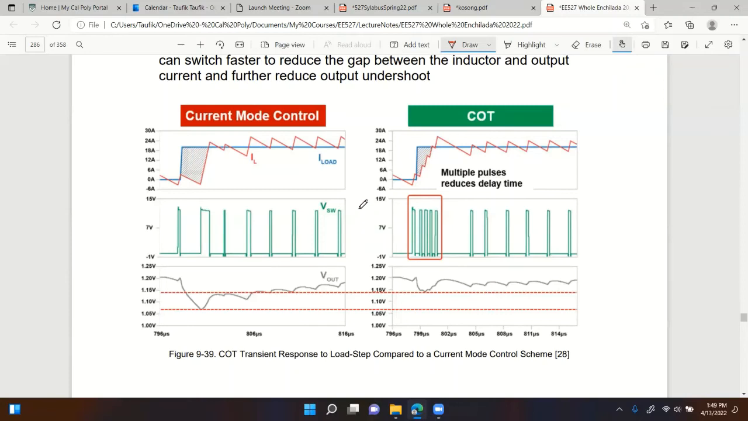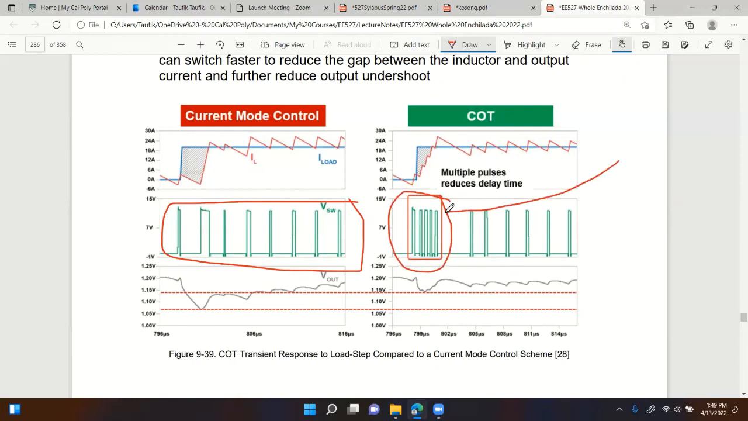What do you see from here compared to this, right? What do you see here? Remember, PWM is constant frequency, right? COT, as you can tell, is not constant frequency, right? So you can see the frequency of the output is not at a constant value, right? During transient time, the frequency is high. During steady state time, the frequency is fixed, right?